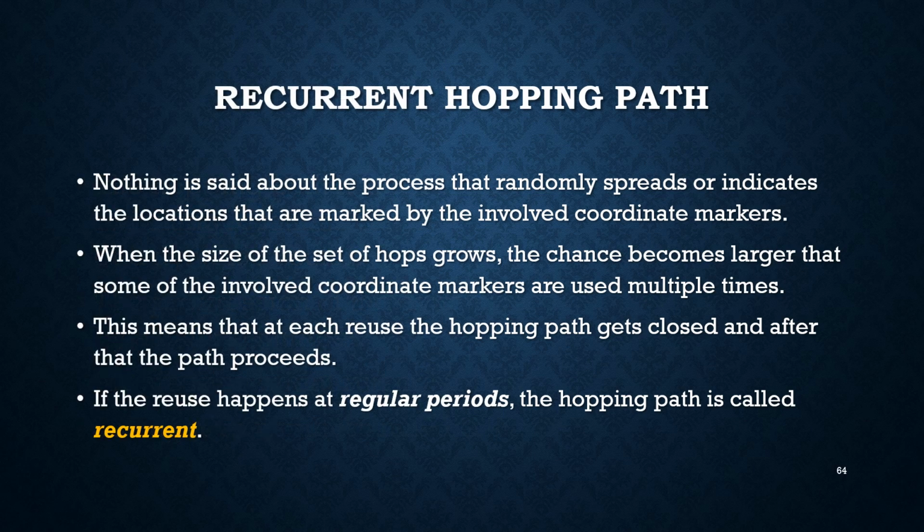Nothing is said about the process that randomly spreads or indicates the locations that are marked by the involved coordinate markers. When the size of the set of hops grows, the chance becomes larger that some of the involved coordinate markers are used multiple times. This means that at each reuse the hopping path gets closed and after that the path proceeds. If the reuse happens at regular periods, the hopping path is called recurrent.